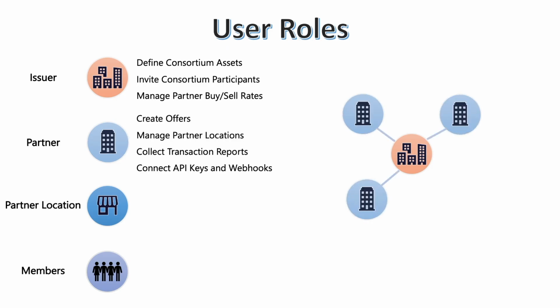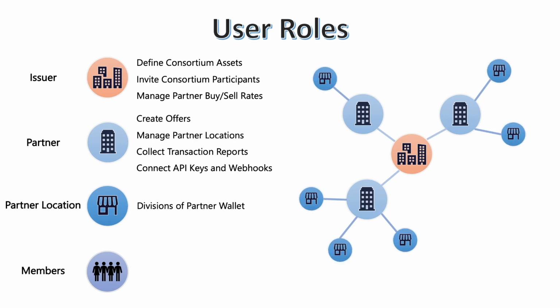The partner administrator user has the ability to manage their own account, including creating offers, managing their partner locations, collecting transaction reports, as well as establishing webhook and API keys to connect to external services. Partner location accounts serve as a convenient tool for splitting a partner wallet up into multiple wallets, such as for physical store locations. And finally, we have the customer, who accesses the consortium via the mobile app to earn and burn points.